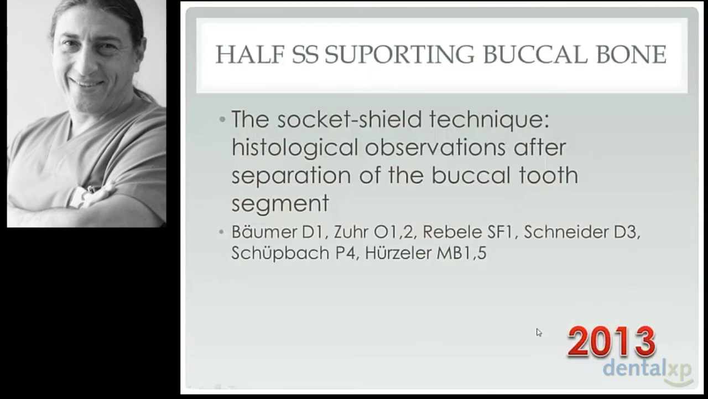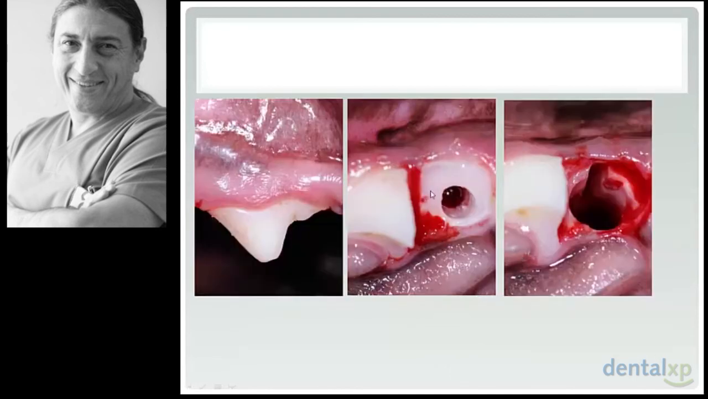Well, but in 2013, again, Dr. Hürzeler and Otto Zuhr, they asked, is it necessary to have the whole shield to maintain the buccal bone? Or can we do the half socket shield to support the vascularization of our buccal bone? So they did this in 4 beagle dogs. They cut the distal root of a premolar, and then they do the socket shield, extract the lingual, and the vestibular part they cut in 2 and extract one part of the socket shield.